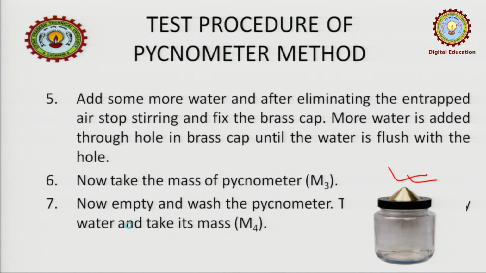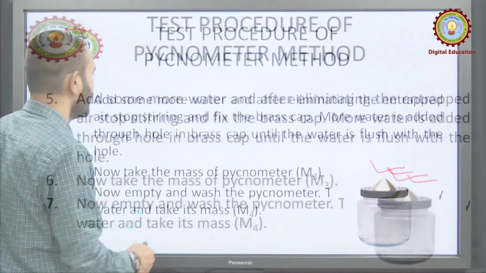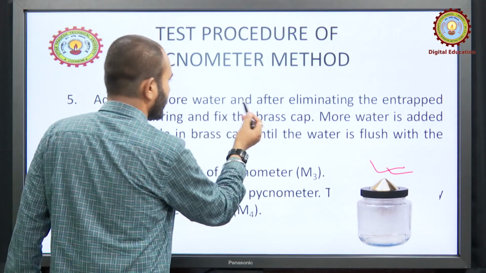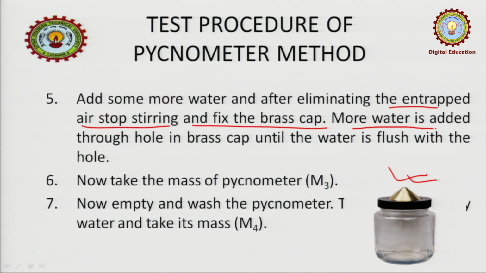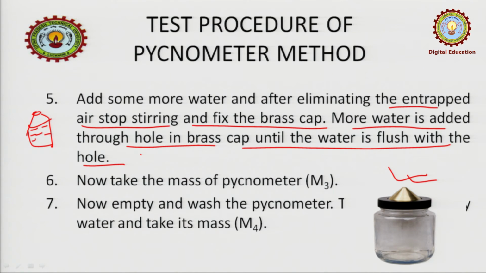So after that, what happens? Add some more water, and after eliminating the entrapped air, stop stirring and fix the brass cap. More water is added through the hole in the brass cap until the water is flush with the hole. It was M3, with water and all, but we have to remove the air voids from this. So we use the vacuum pump or we use the glass rod to stir it.